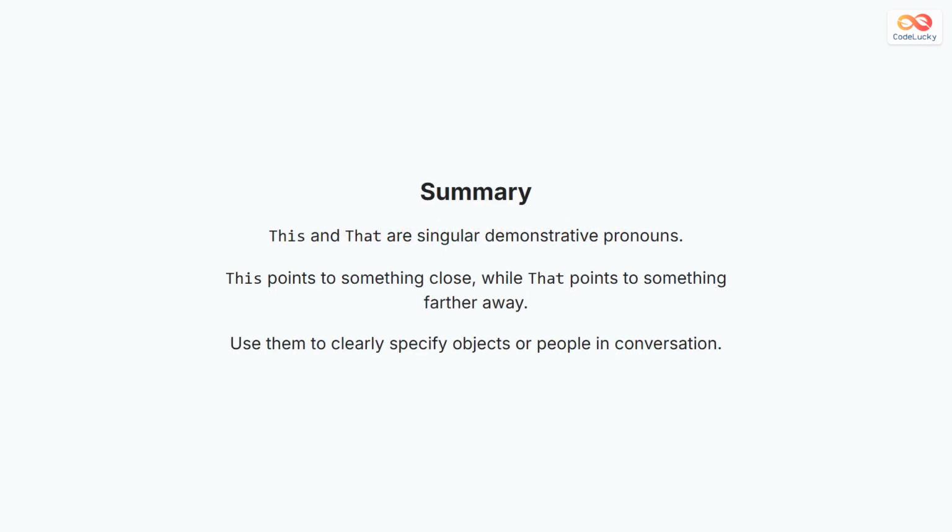To summarize, this and that are singular demonstrative pronouns. Use this to point to something close and that to point to something farther away. These words are useful to clearly specify objects or people in conversation.